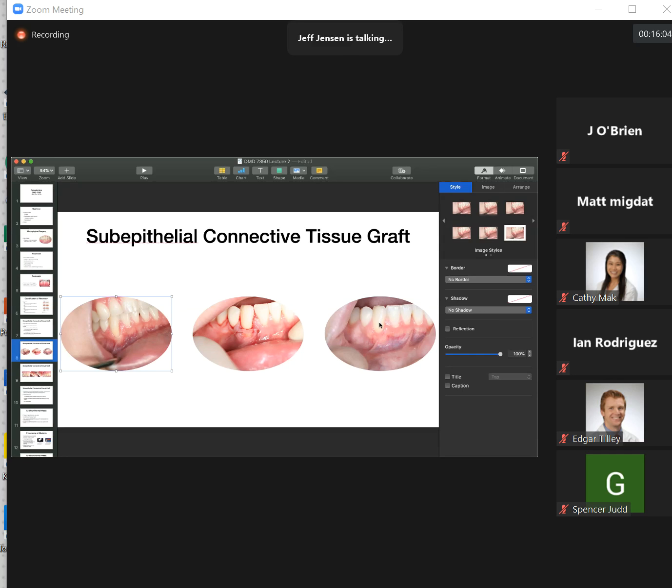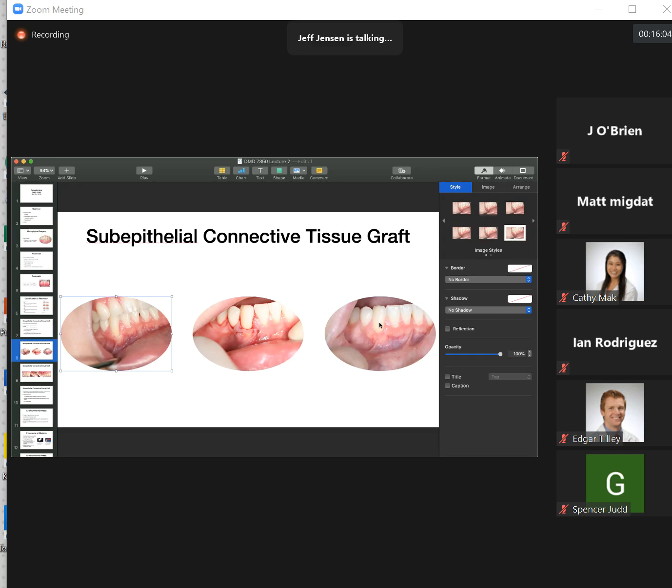So let's see. I might have to go and, hang on just a second. I might have to pull up another picture so we can look at the harvest. I'm not sure I have one in here. Okay. All right.